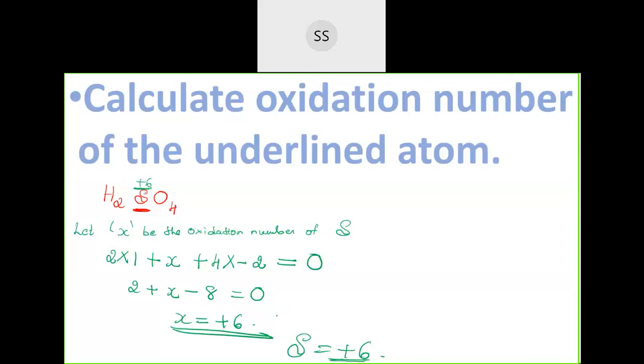Then without calculation you'll be able to do it. Okay, so that is the first one. Now write it down. Okay, let's go for the next one, the second one.